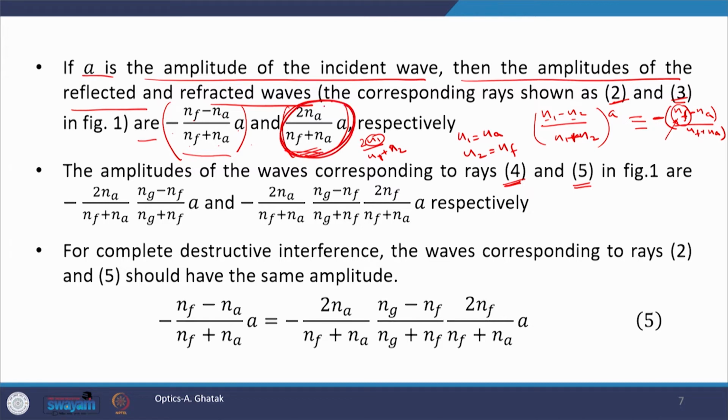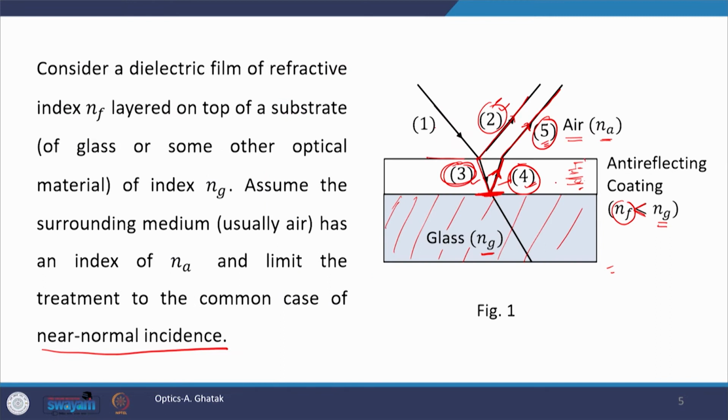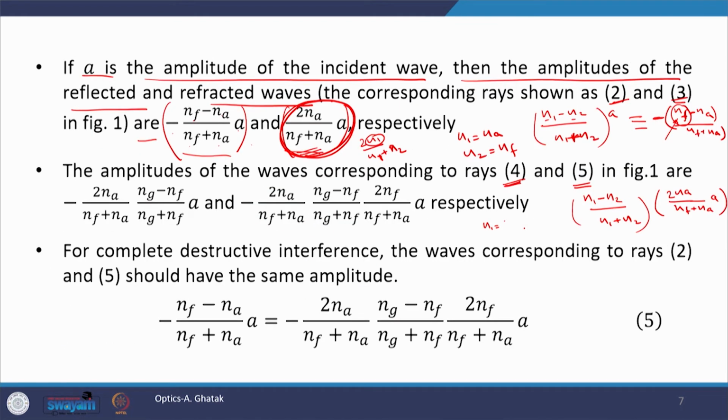Therefore, for ray 4 we will again write this formula (N1 minus N2) upon (N1 plus N2) into amplitude, and the amplitude is 2 Na upon (Nf plus Na) into A. Now, here N1 is the refractive index of the anti-reflecting coating layer. N2 is that of glass. Therefore, N1 is Nf and N2 is equal to Ng. We will substitute this here.